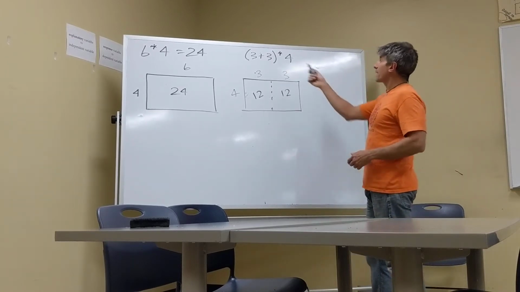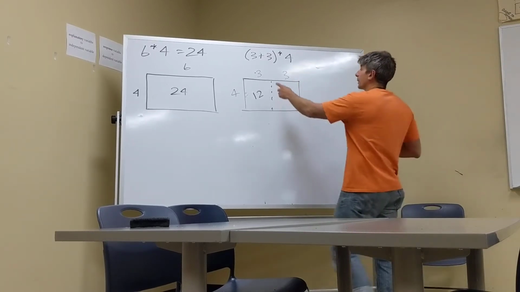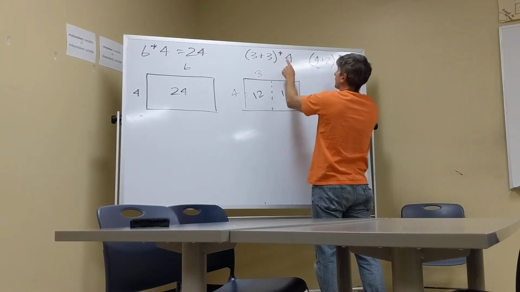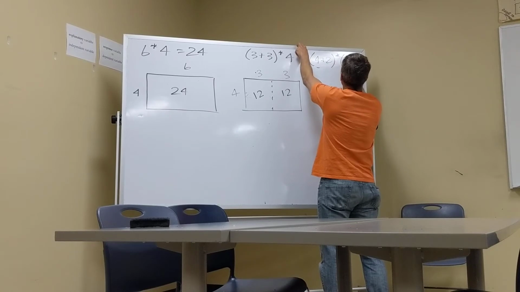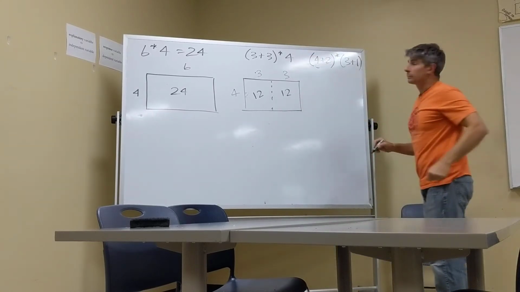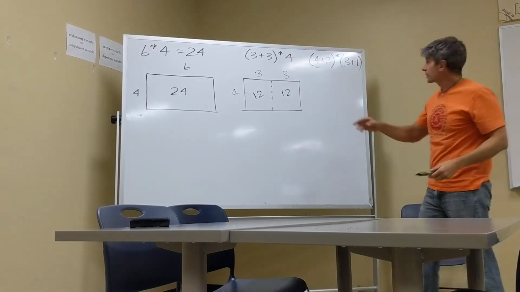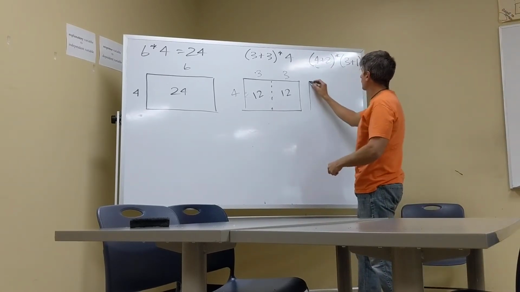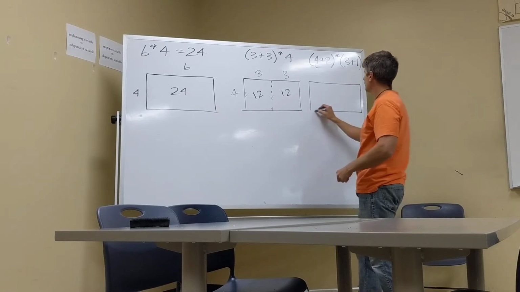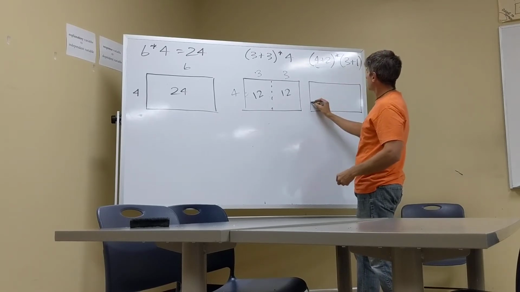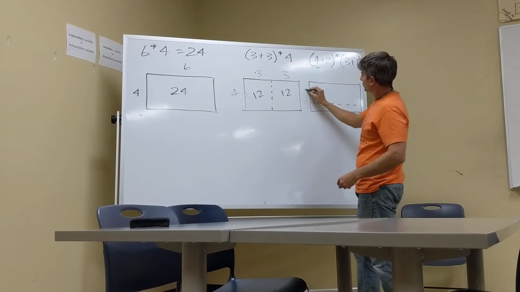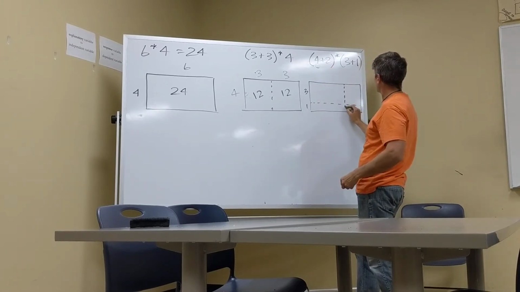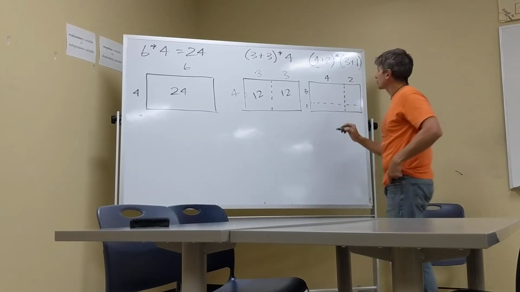We could even break both numbers up, right? We could make this one 4 plus 2 to make 6, and we can make this one 3 plus 1 to make 4. Still going to be 24, order of operations, 6 times 4. But then the rectangle would be broken up into 4 pieces. If you're breaking this up into 3 plus 1, this would be 3 and this would be 1. And then 4 plus 2 would look something like this. That's 4 and that's 2.